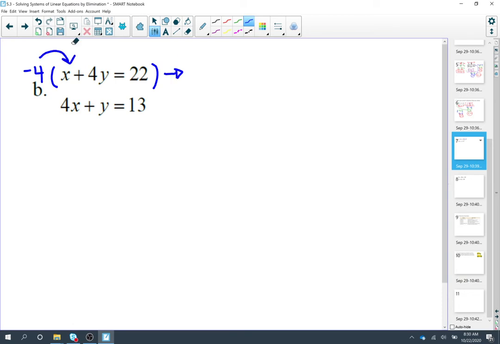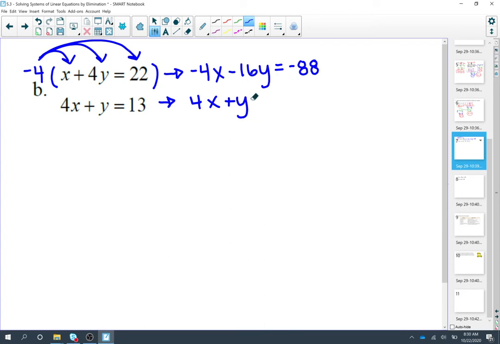So -4 times x is -4x. -4 times 4y is -16y. And then -4 times 22 is -88. The bottom one, I'm just going to leave alone. So that's going to leave me with 4x plus y equals 13.